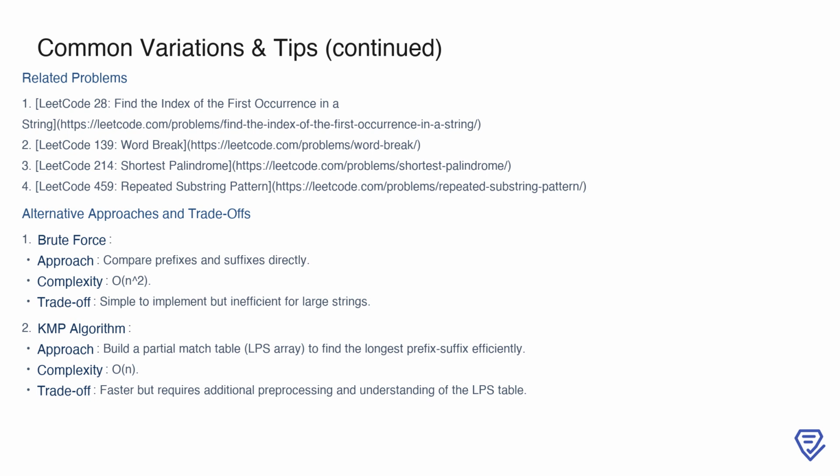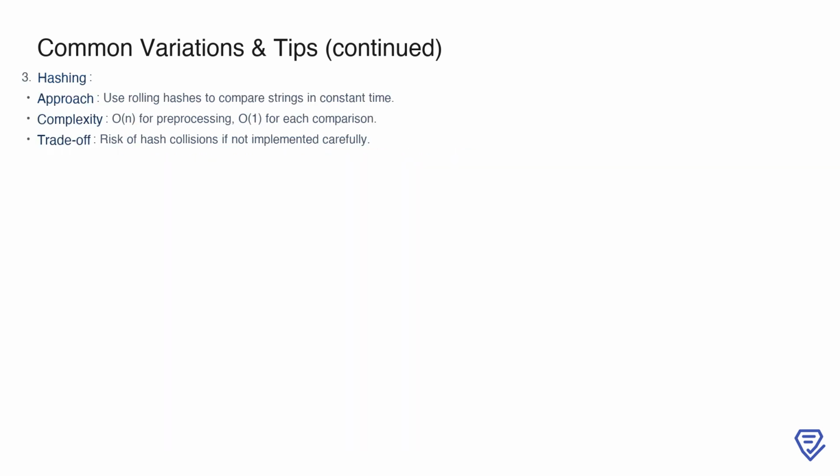LPS table works. Another viable approach is hashing, which uses rolling hashes to compare strings in constant time. The pre-processing step can be completed in O(n), while each comparison is O(1). However, this method comes with its own trade-offs. The main risk is hash collisions, which can lead to incorrect results if not handled carefully. Ensuring a robust implementation is key to avoiding such pitfalls. Hashing is particularly useful when you need an efficient and scalable solution, but it requires careful attention to detail, especially in choosing and implementing the hash function.